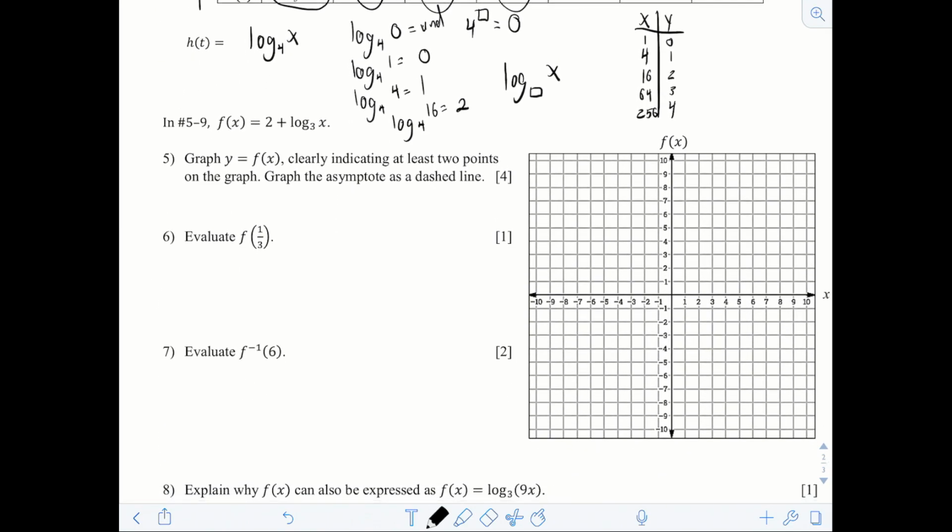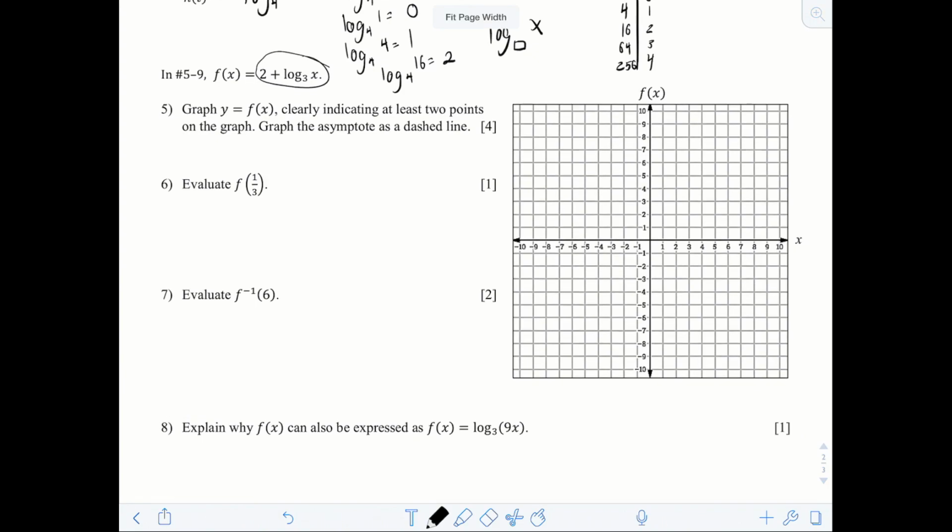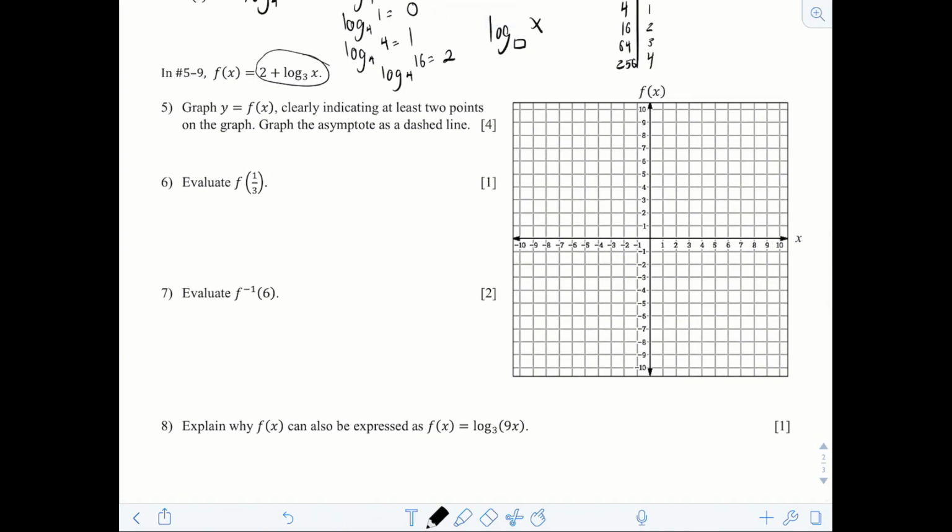Okay, working with number 5. It says graph y is equal to f of x. So I'm really trying to say graph this specific value, indicate at least 2 points on the graph, and graph the asymptotes using a dashed line. Now what I'm going to do is graph the original if it was just log base 3 of x. So I'm going to say that that will be g of x. I'll also do this in kind of like a highlighted green, but I'll also start off with blue. So that would be, in a sense, this graph. So I go 3 over 1 up.